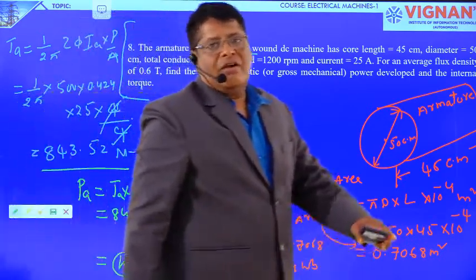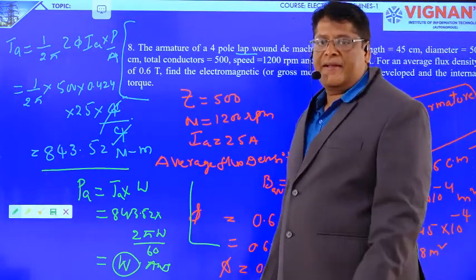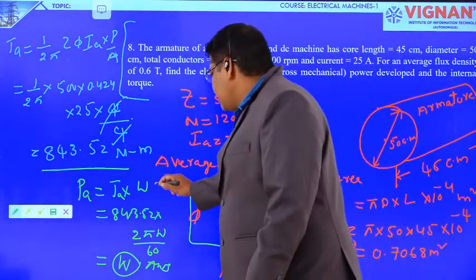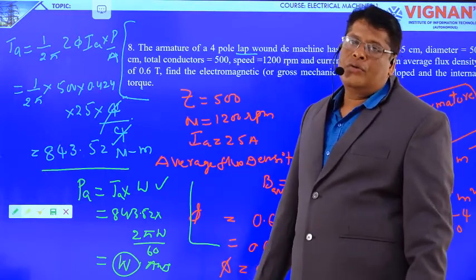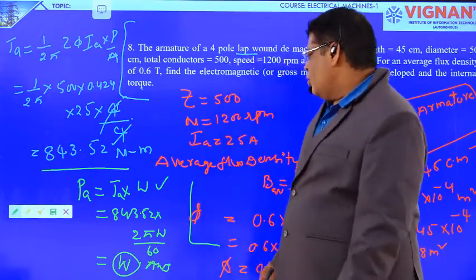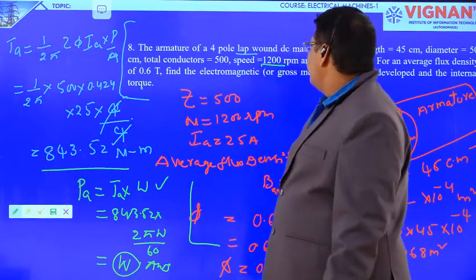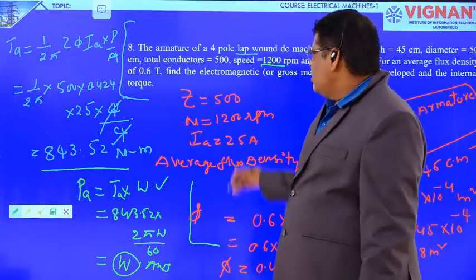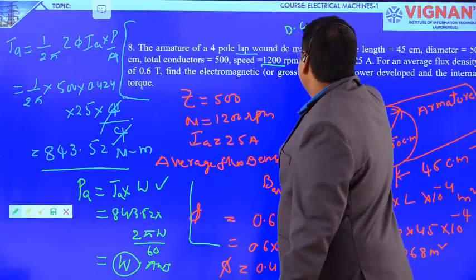See, in this manner, you can calculate how much power is developed in a motor. Initially we are calculating the torque. From the torque, we are using the relation that armature power equals torque into angular velocity of the armature, that is omega equal to 2 pi N by 60. The speed of the motor is given, that is 1200 rpm. In this case, we have taken this machine as a DC motor.